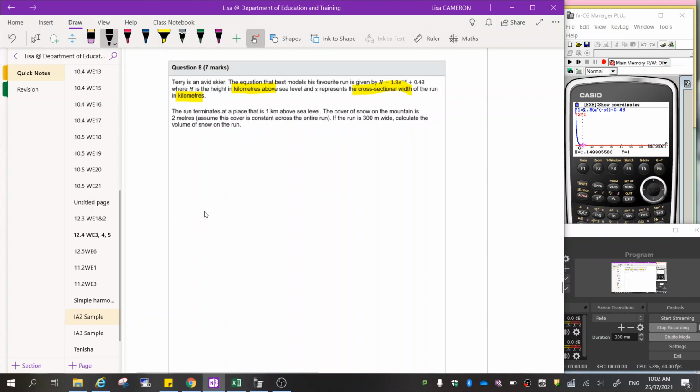So let's start drawing something. That means that I'm going to have a line here that is 1 kilometre above sea level. I can represent that line as y equals 1. Now, Terry's going to be having his little fun slope going like this, and it terminates here at that point.